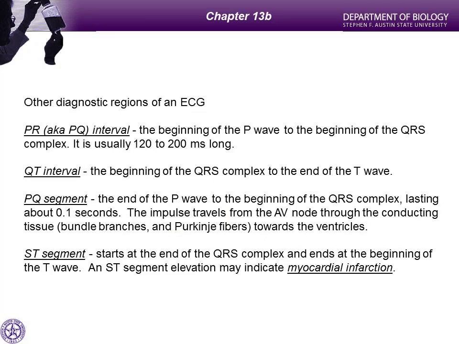So the PR interval. We know it's going to range anywhere from 120 to 200 milliseconds. If you change the timing of these, that's indicative that you may have some pathology going on with your cardiac tissue.